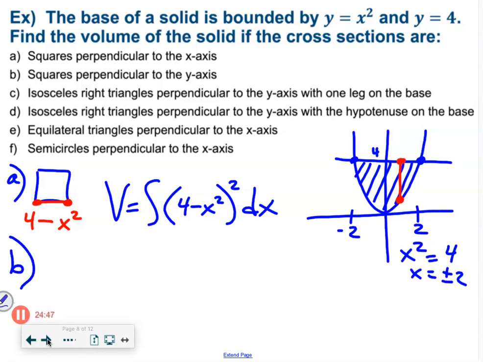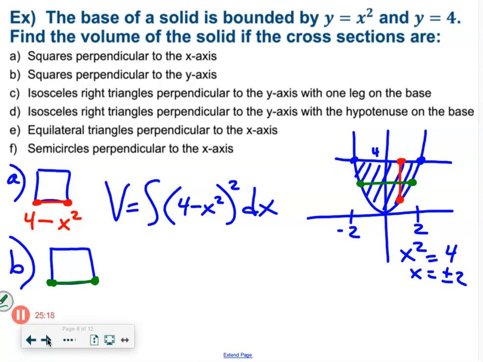All right, we're going to do squares, but now we're going to go perpendicular to the y-axis. When we go perpendicular to the y-axis, now our shapes are going this way, right? So we're going to find this length doing a right minus left kind of a thing. So that line would be that line. But since this is perpendicular to the y-axis, now it's a dy.